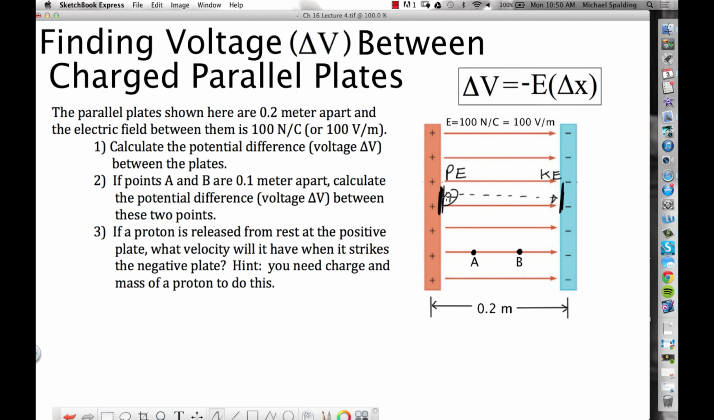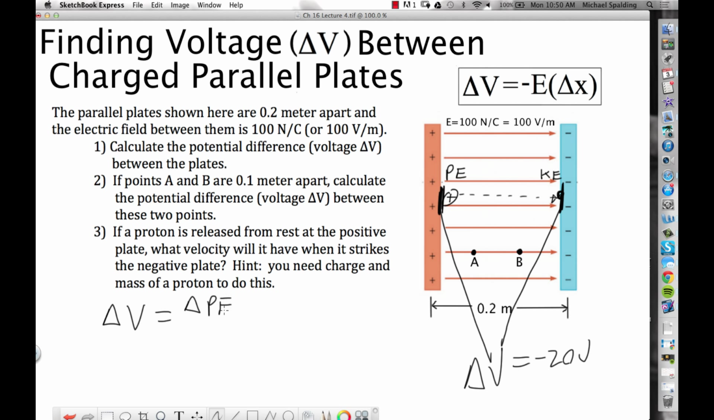Now, what do we know about this point to that point? What did we calculate in number 1? From those 2 points, the voltage is 20 volts. Technically negative, right? Why is it technically negative? Well, because where does the proton end? The proton ends on lower volts. Where did it start? On higher volts. So it's technically negative.